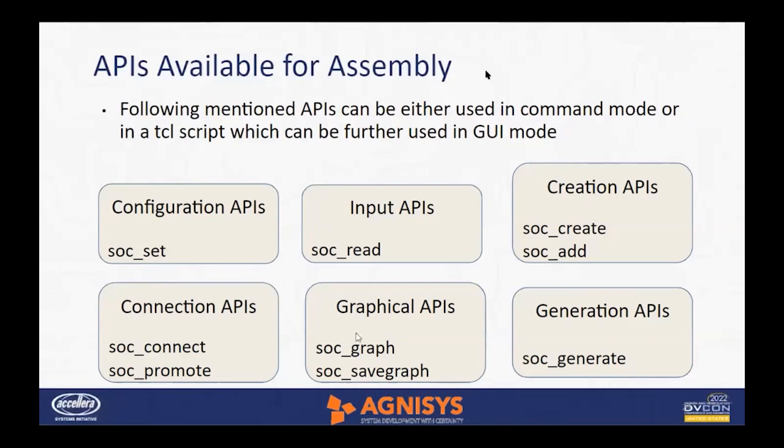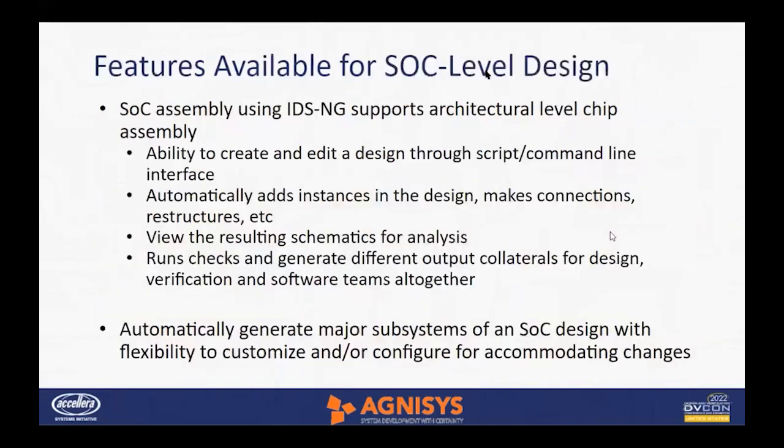Graphical APIs, SoC_graph and save graph, are for the generation of a connected block diagram, a graphical representation of all the connections. And generation APIs, SoC_generate, generate the output, the RTL, and the connected wrapper file in the output as well.